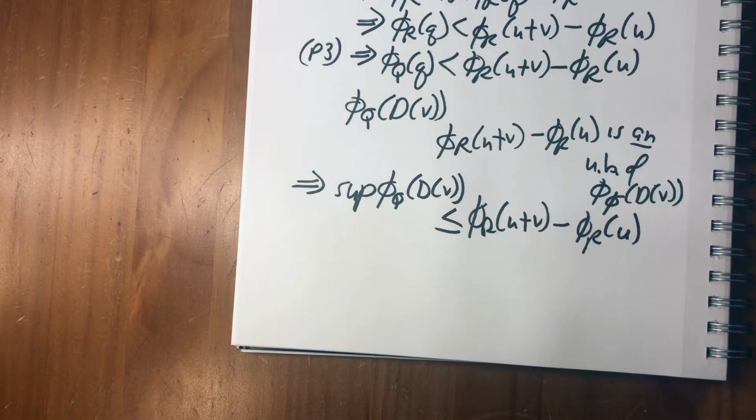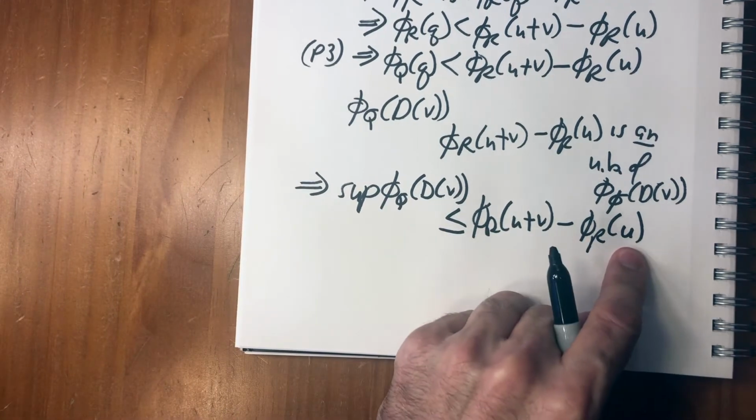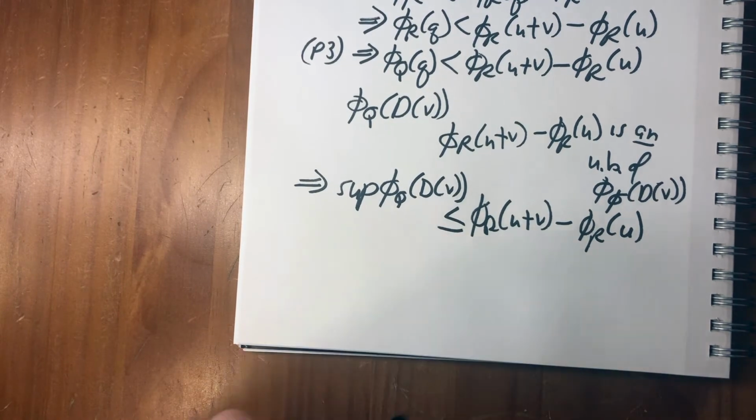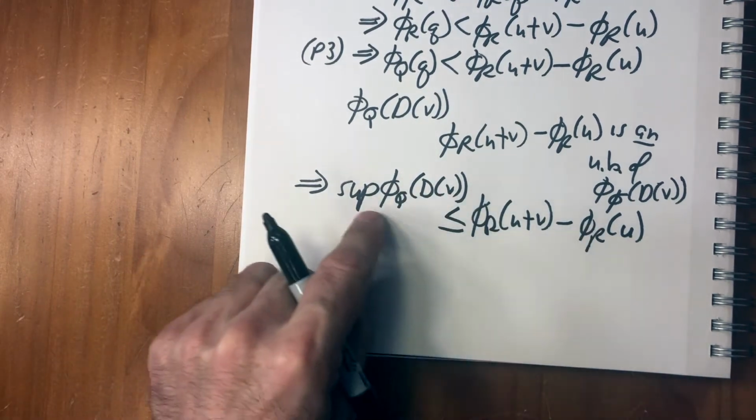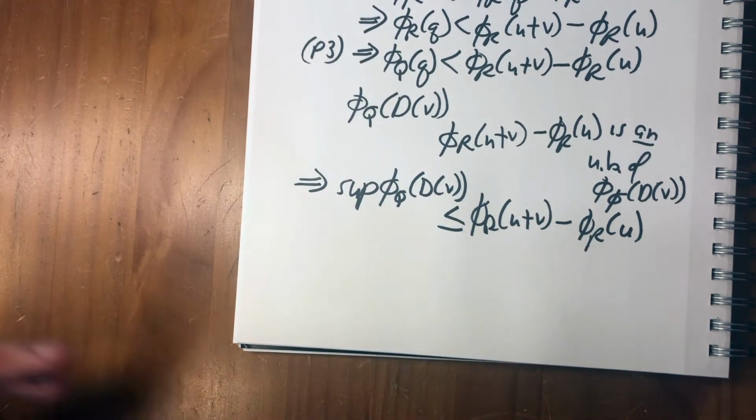So you should know now what we have to do next. We just have to prove that in fact this is not less than this, therefore it must be equal. To do that, we're going to assume the opposite. So we'll assume that the supremum is less than this and show that that reaches a contradiction.